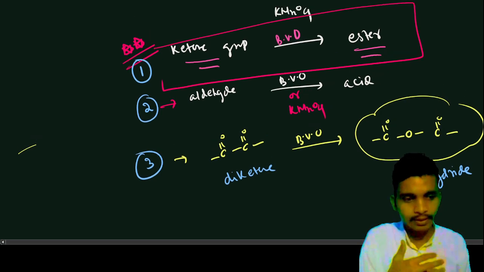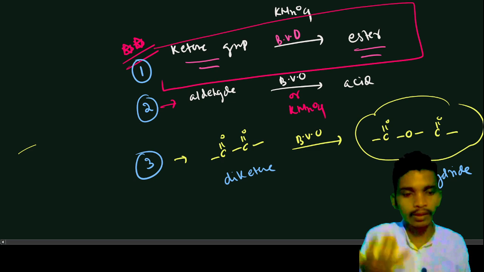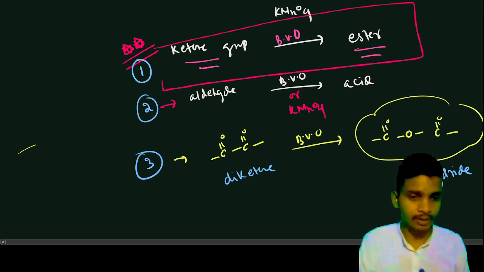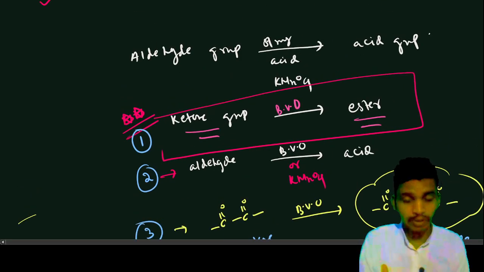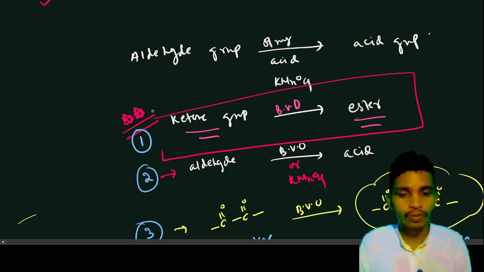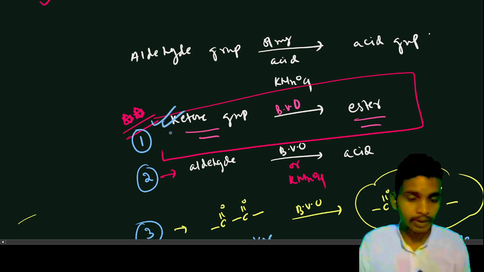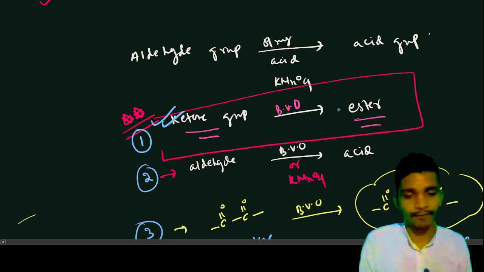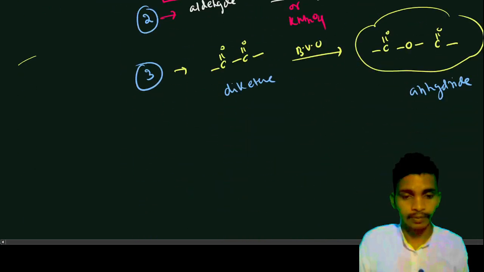So these are the functions of the Baeyer-Villiger oxidation, meaning where we use it to get the respective products. But it is mainly used to convert ketone to ester groups, because converting ketone to ester is very tough other than with the Baeyer-Villiger oxidation. So the Baeyer-Villiger oxidation is mainly used for conversion of ketone to ester groups.